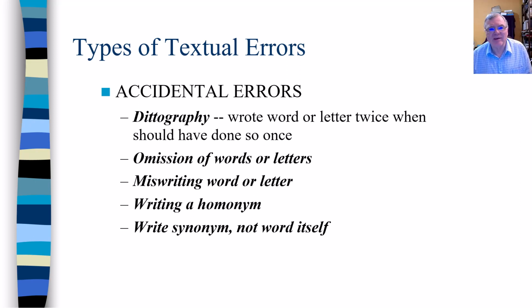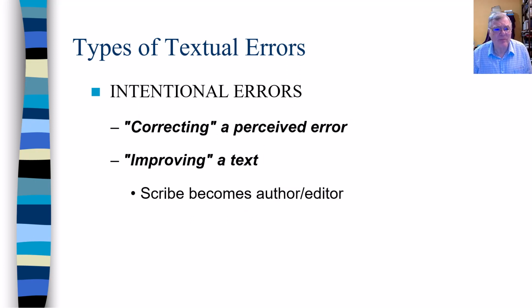We saw that in Isaiah 9, verse 2 or verse 3, depending on Hebrew or English, where the word lo is spelled two different ways between the Qere and Ketiv. Somebody wrote an aleph which was a homonym when the aleph should not have been written. They might write a synonym and not the word itself. Those are all accidental errors.